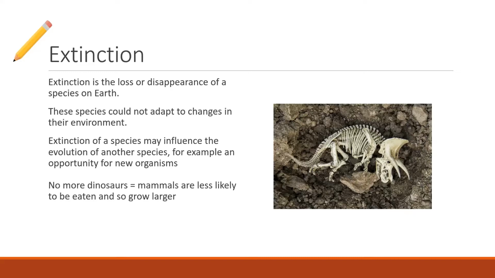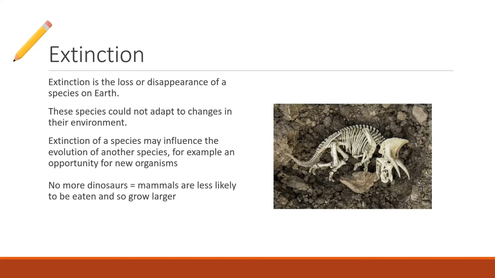Extinction of a species may influence the evolution of another species. For example, it creates an opportunity for new organisms. The example I've got here is that when there were no more dinosaurs, mammals were less likely to be eaten, so they could grow larger. And larger mammals led to human beings, lions, tigers, larger animals and horses existing.